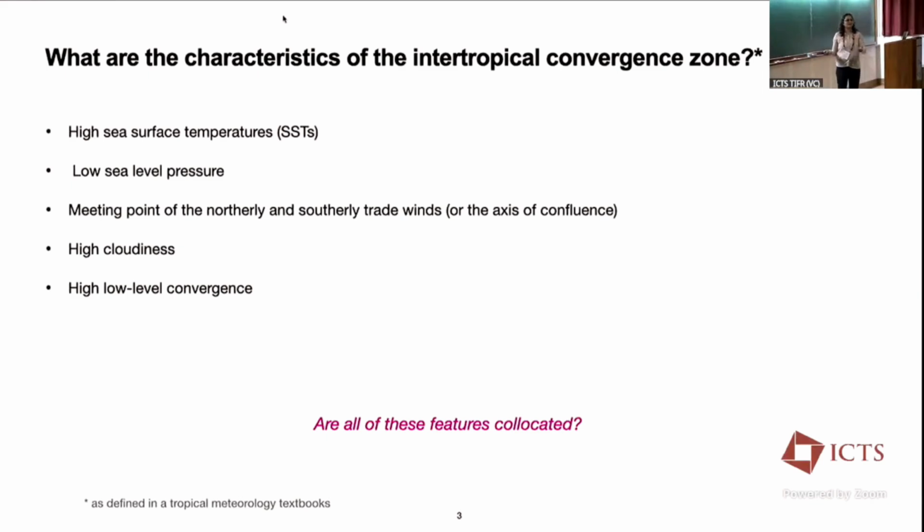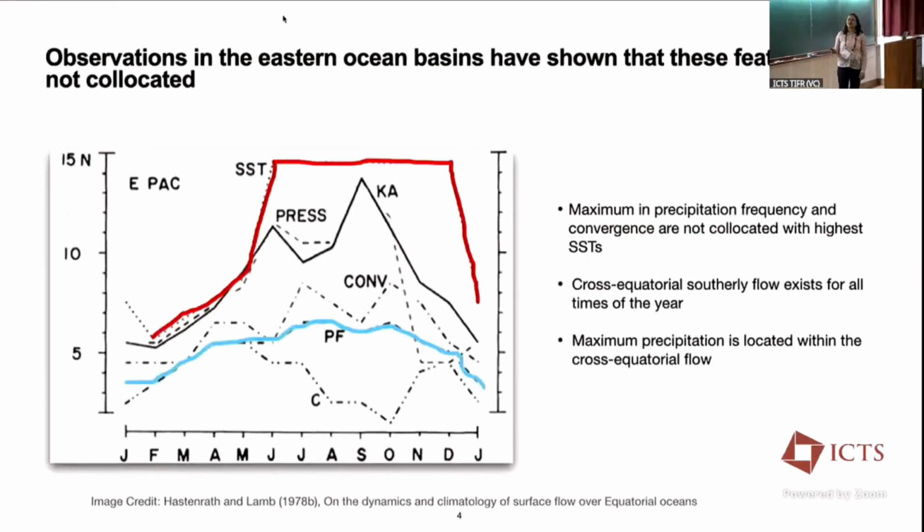This question was asked 50 years ago, and at that time there were high resolution observations available, and they looked at all of the local extrema in these features that we talked about, and they plotted the meridional migration as a function of the seasonal cycle. So the x-axis here is time, different months of the year, and the y-axis is latitude. There's a lot going on, but just from glancing at the large features of it, you see that they're not co-located.